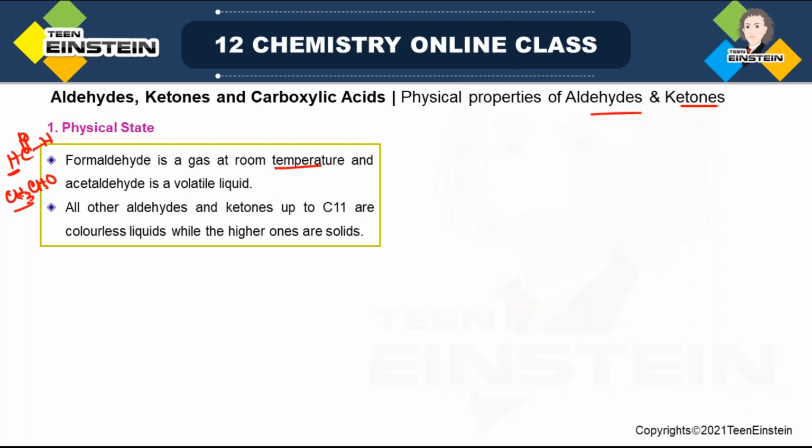So see how the physical state changes as you increase the number of carbons. When it is the simplest structure, it is gaseous. When you move to the next possibility, CH3CHO, it is a volatile liquid. That means it is a liquid, but it has some volatile nature and can easily be converted to the vapor state. But as you move further up to C11, it is a colorless liquid. But after C11, that is C12, C13, C14, all are solids, because now the number of carbon atoms has increased and the number of hydrogens has also increased. As the molar mass increases, the physical state changes towards solid.